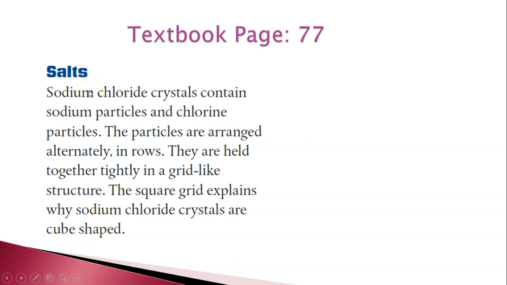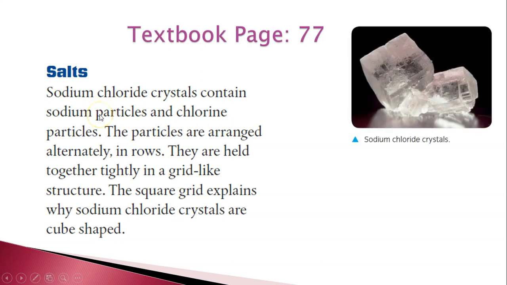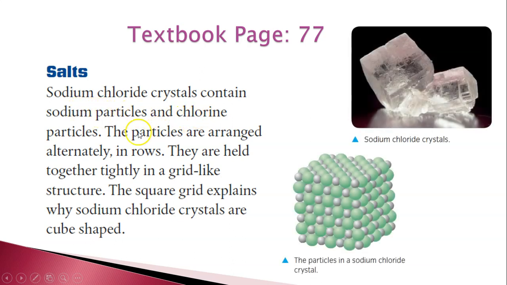Salts. The chemical name of table salt that we usually use is sodium chloride. Sodium chloride crystals contain sodium and chlorine particles. The particles are arranged alternately in rows. Here we can see a sodium chloride crystal. It consists of sodium as well as chlorine particles, arranged in a grid-like structure, like this.